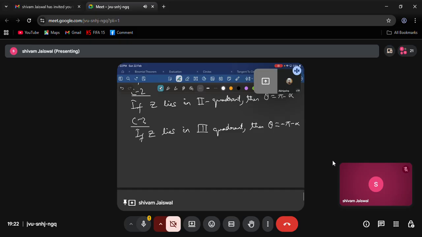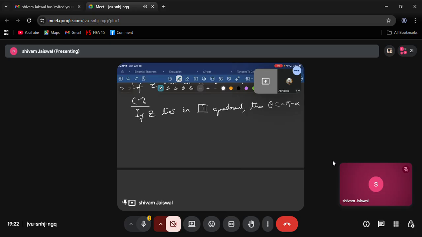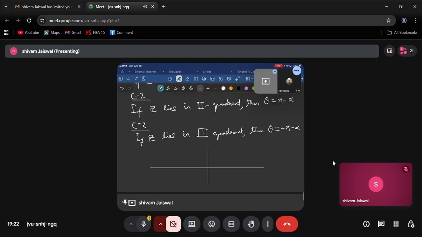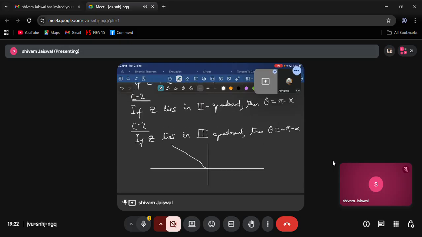Should I take between minus pi to pi? See, I am explaining the second case. So it is lying in the second quadrant. We have found out this theta. But what will be the argument of z? This one, no? So are you getting why it is pi minus theta?